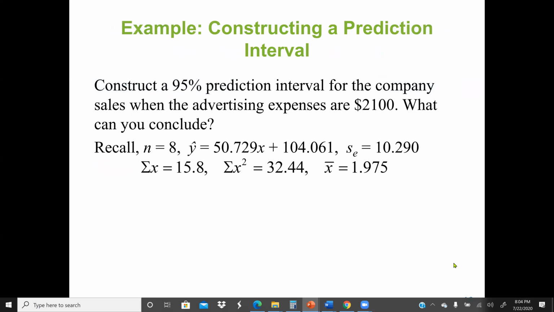So let's see an example. Here they say we should construct a 95% prediction interval for the company sales when the advertising expenses are 2,100. What can you conclude?